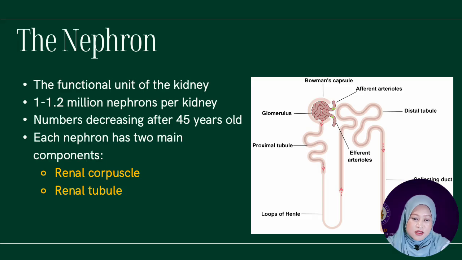So each nephron has two main components, the renal corpuscle and the renal tubule. The renal corpuscle is where filtration takes place. So this is the starting point of urine formation. And then the renal tubule modifies the filtrate. It reabsorbs substances that the body needs and secretes others that need to be removed. So you can think of the nephron as having two main steps. First, filtration at the corpuscle. Second, processing and adjustment along the tubule. Alright, so now let's take a look at each of these structures in more detail.